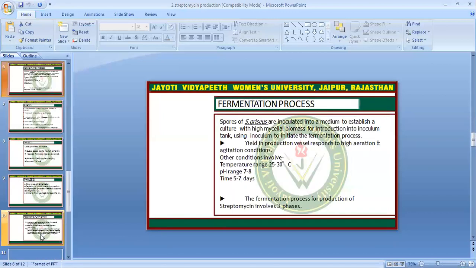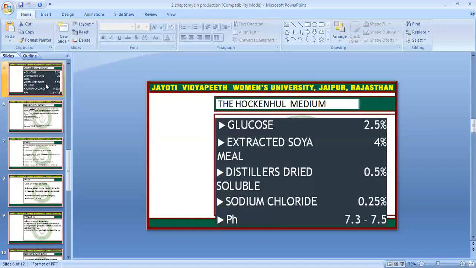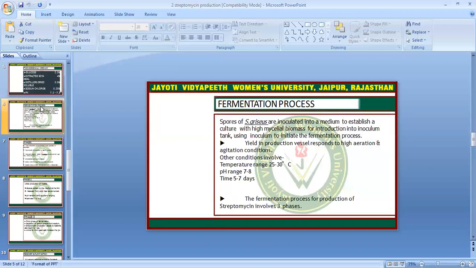This is the medium which is used in production. Glucose quantity is 2.5%, extracted soya meal 4%, distilled dried solubles 0.5%, sodium chloride 0.25%, and pH is set at 7.3 to 7.5.